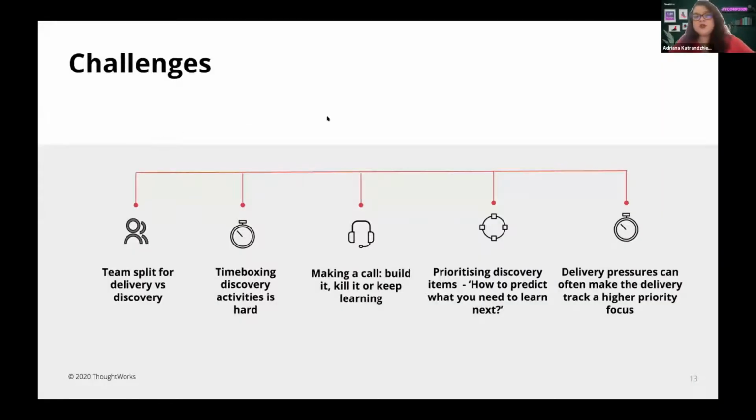So the first challenge really was that notion of split teams. In some organizations, dual agile gets applied in a way that there is one team focusing on discovery and one on development, and that's really not the point. It needs to be one team that owns it.